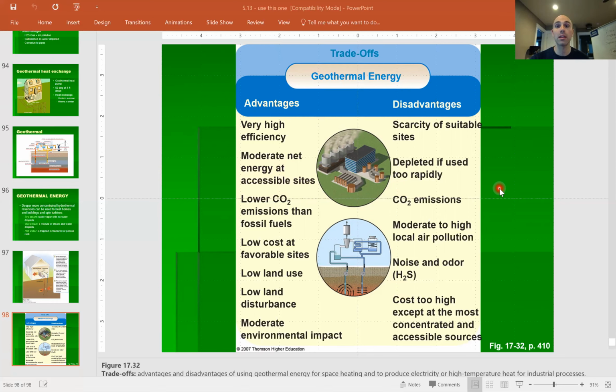Disadvantages, though: we need to think of the resource being depleted if it's used too rapidly. The CO2 emissions that do come from drilling, and what damage are you doing when you're drilling? Noise and odor, maybe the cost. It's quite expensive to do this, especially for residential uses.